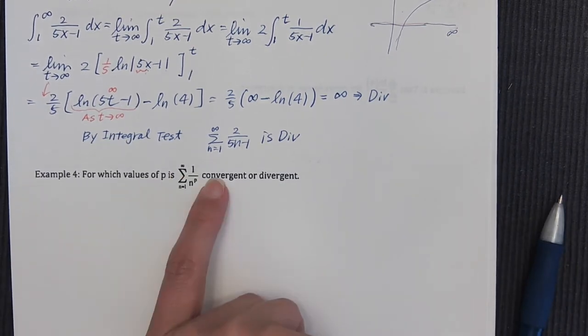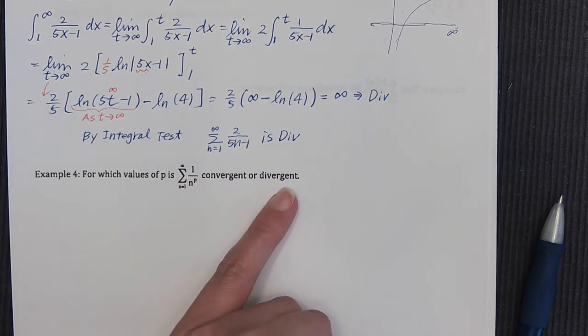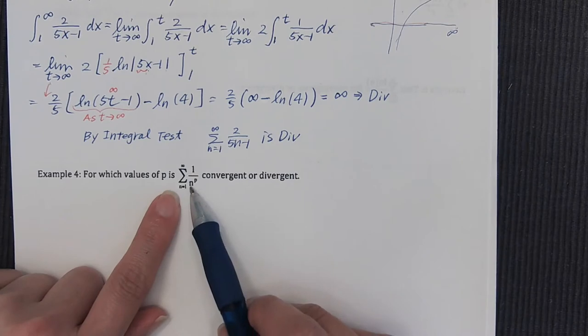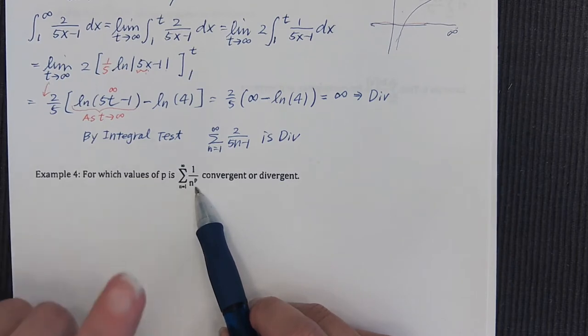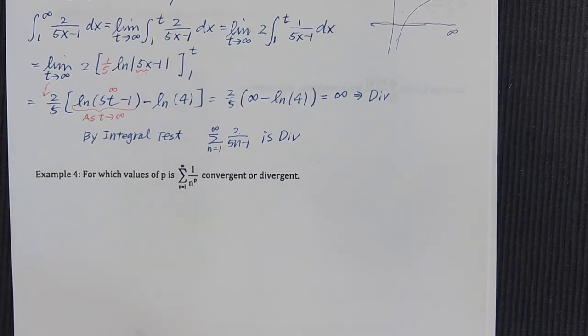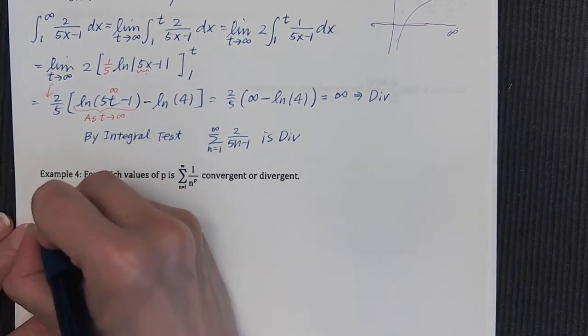Based on the power P, what happened to the convergent or divergent? So, okay, n becomes 1, 2, 3, but P is also your power. So, based on the P, what happened to the convergent or divergent? Okay. So, let's think about this one.